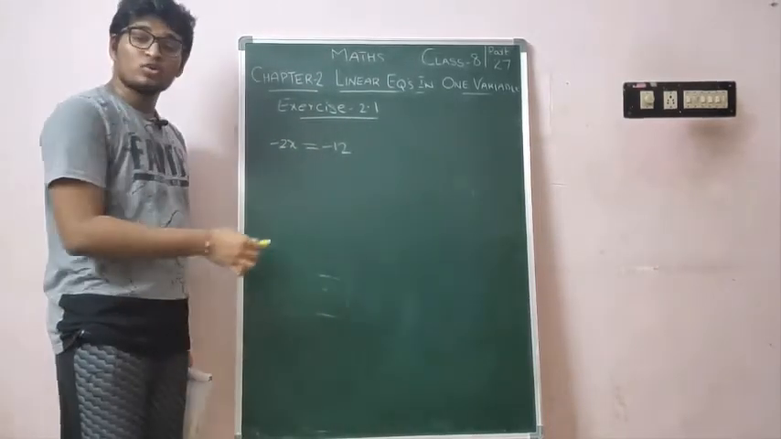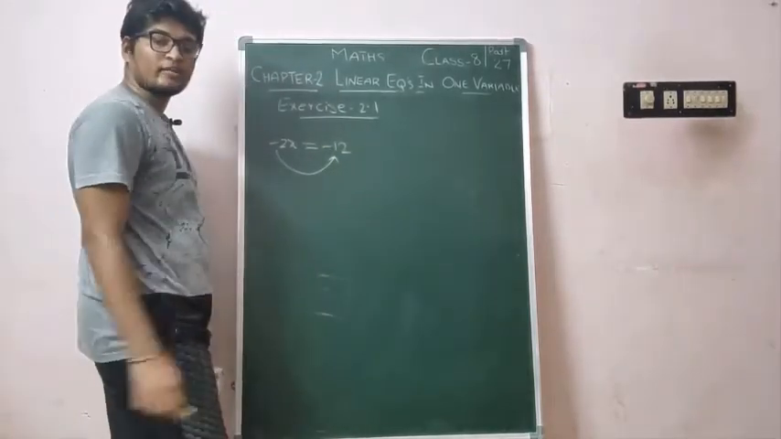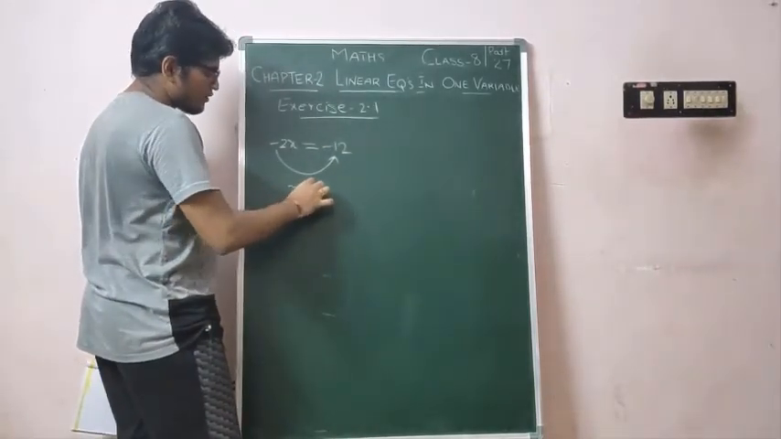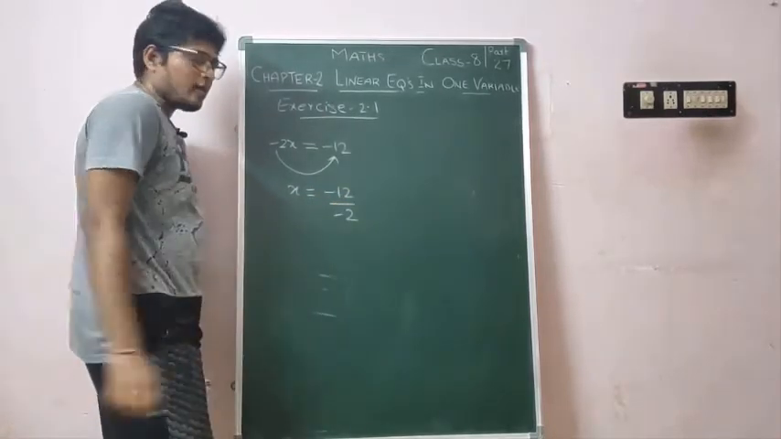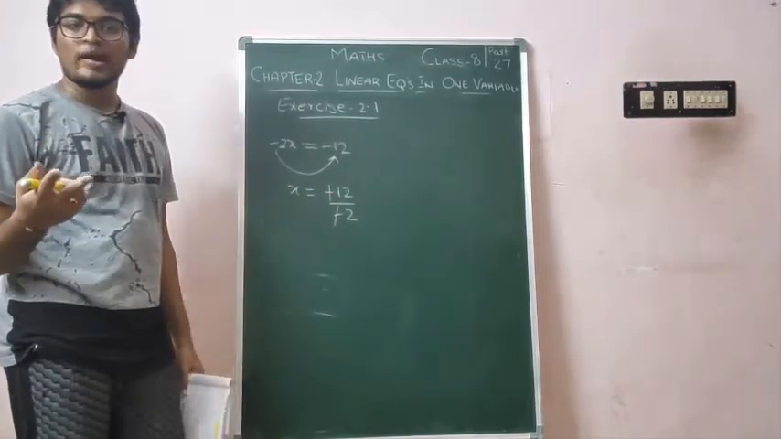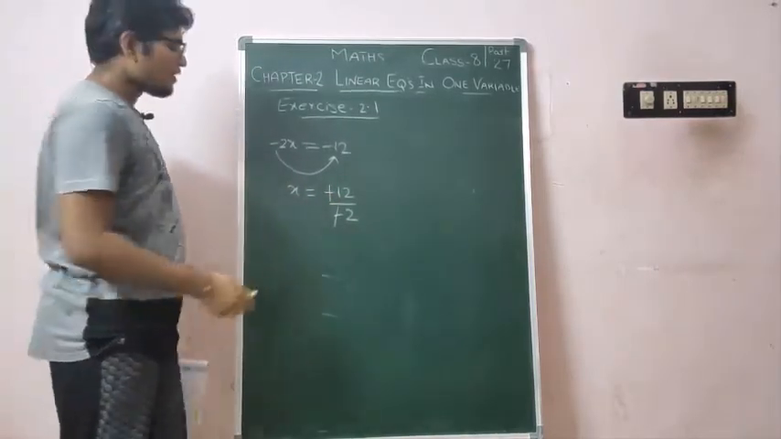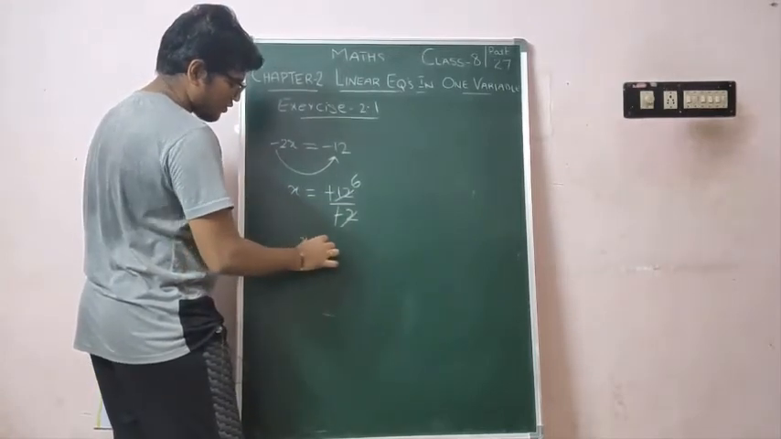And what is minus 2 doing on the LHS? It is multiplying. So when it goes to this side, it divides. So x is equal to minus 12 by minus 2. And minus by minus cancels out. When there are two minuses multiplying or dividing, they cancel out. And 2 sixes are 12, so 2 cancels out and we get 6. So x is equal to 6.